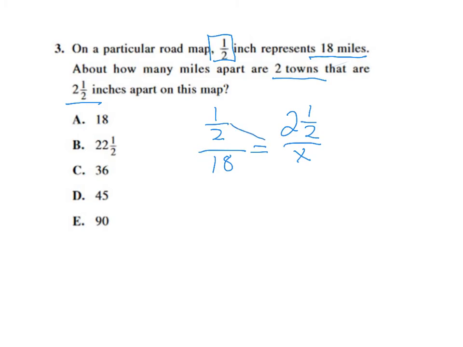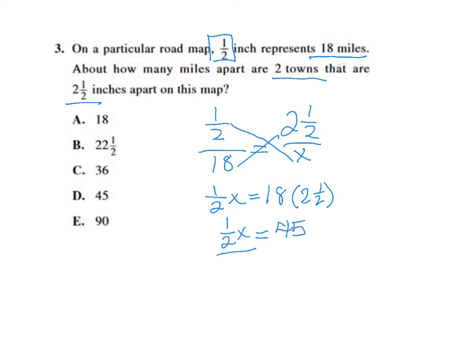So just doing cross products, I'm going to take 1/2 times x, which is going to give me a 1/2 x, and then I'm going to take 18 times 2.5. And when I do that, I'm going to end up with a 1/2 x to equal 45, and that's just 18 times 2.5.